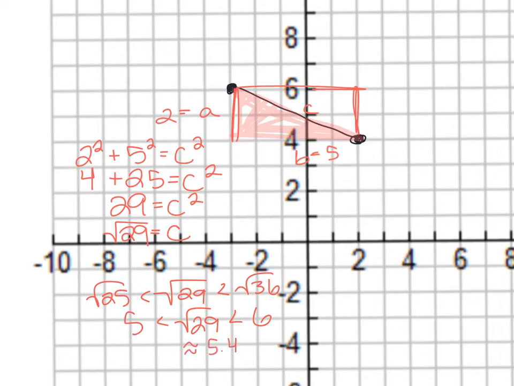And that makes sense because we know that the hypotenuse has to be bigger or longer than the legs. And this longer leg is 5, so it's got to be more than 5. The really nice thing about working on the coordinate plane is that everything is drawn to scale.